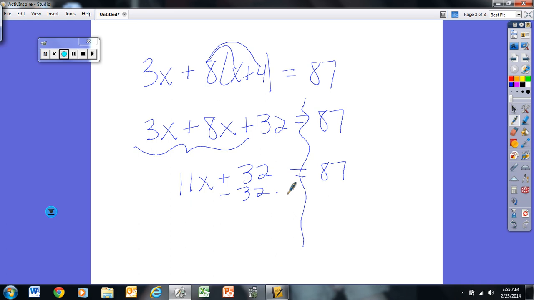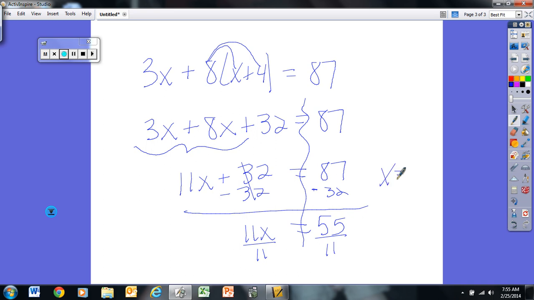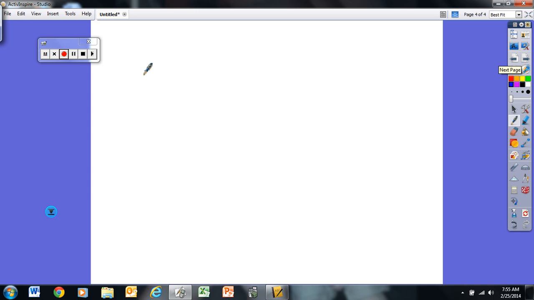Minus 32. Those cancel out. 87 minus 32 is 55. Divide by 11. And x equals 5. Try this one by yourselves. Oops, might help if I write the problem down right.